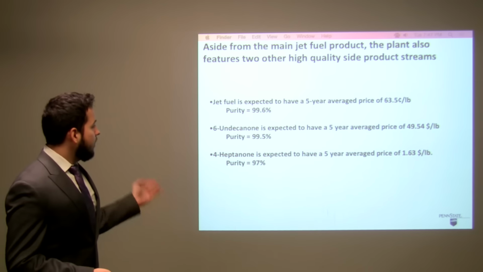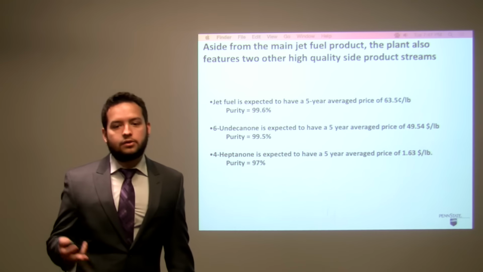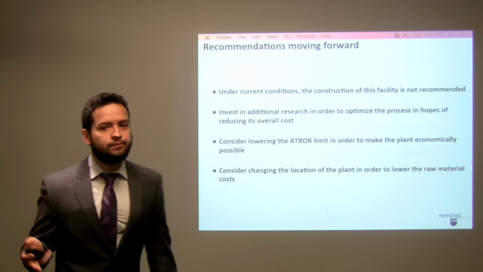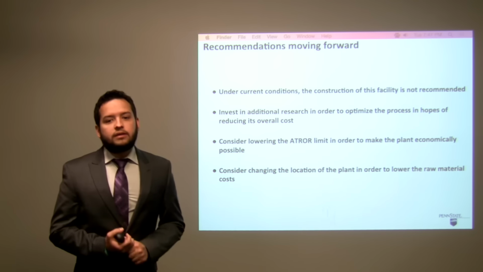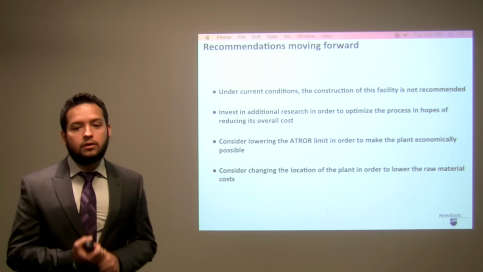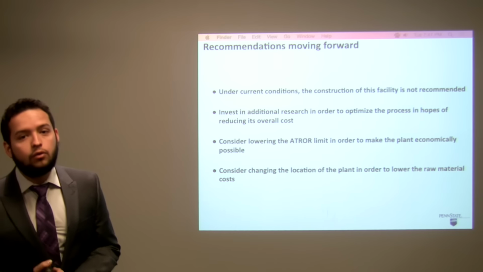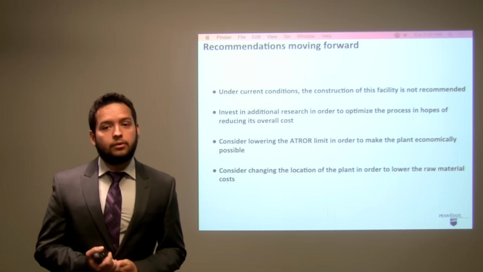In any case, now that we have described the pricing, I would also like to talk about the major recommendations that our group has for the management team. Now, at this current point, our team does not recommend that the facility be constructed. At this point, we can either meet the ATROR requirement of 15%, or we can meet the NPW requirement of 0. However, we cannot meet both at the same time.